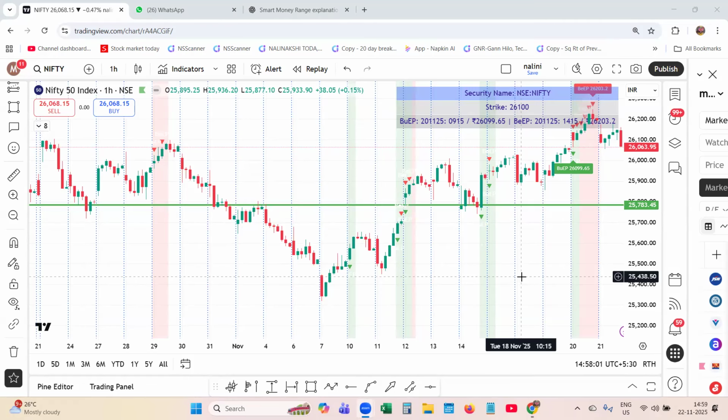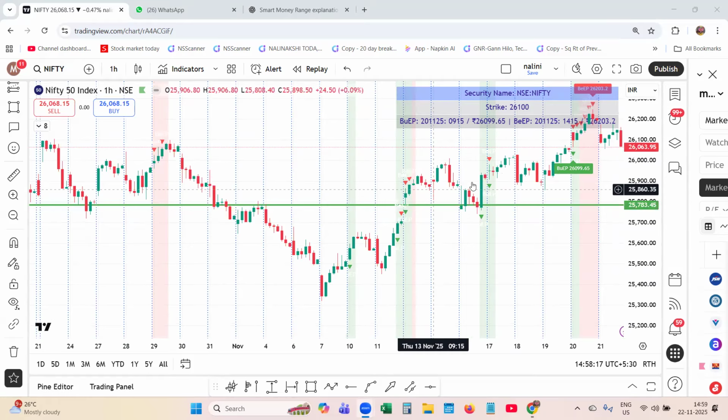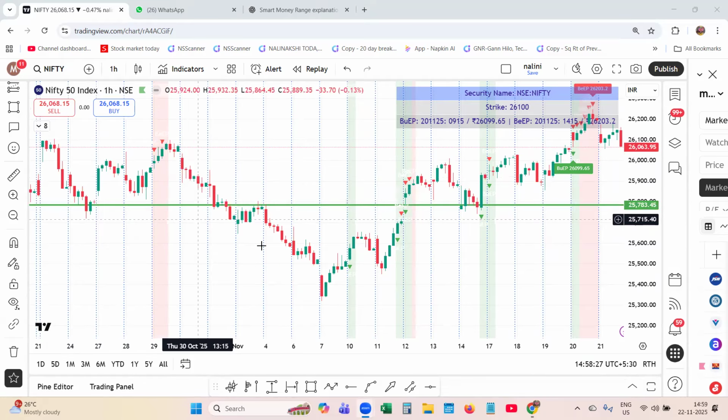Good afternoon, friends. I'm recording this video to show you option EP reflected on the underlying. I'm on the chart of the Nifty 50 index, and you can see red bars alternating with green bars. I am on the hourly chart. On 29th, a bearish EP was reflected.